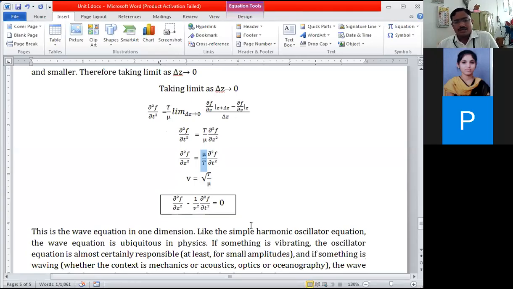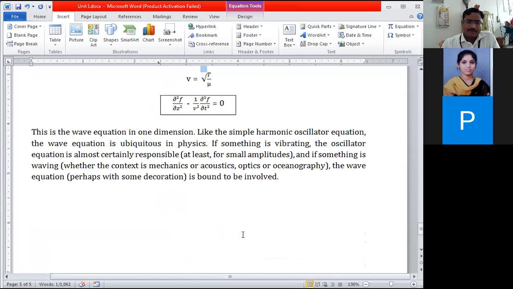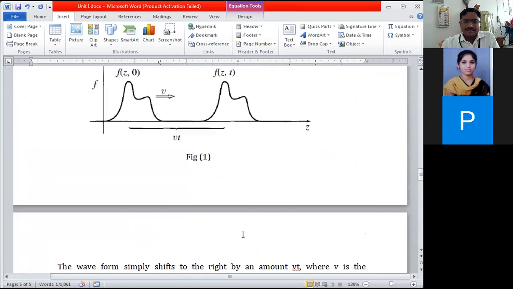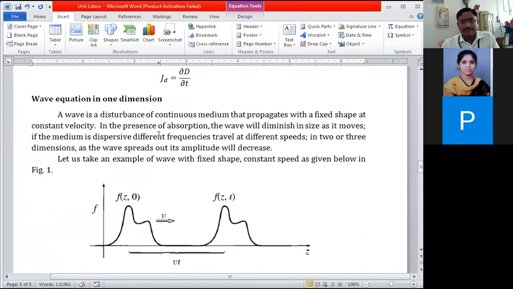And this equation is called the wave equation in one dimension. Like the simple harmonic oscillator equation, this is a wave equation, and this can be applicable to electromagnetic waves or in general any waves. This is regarding the wave equation. Tomorrow we'll have this wave equation again, but for the time being, tomorrow I will give you the assignment that you solve this equation, the wave equation in one dimension.